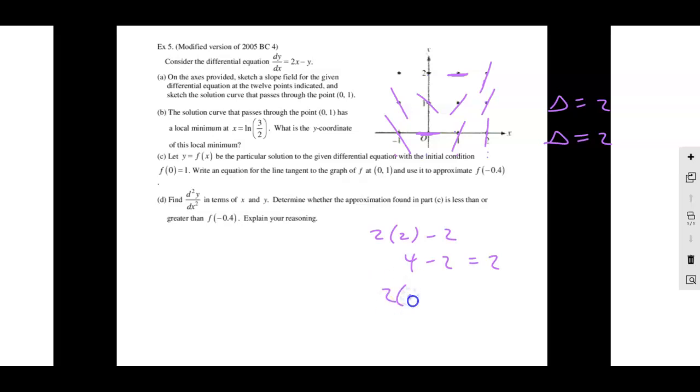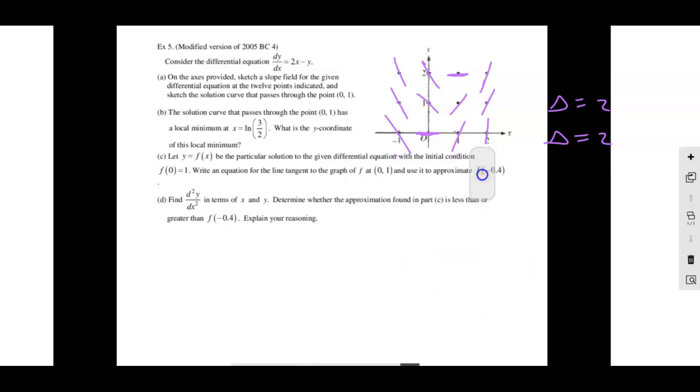Or if you're ever in doubt, just plug it in. 2 times 0, yeah, I guess it would be -2 for this one. That's the point (0, 2). So this is going to be -2, and then this one's going to end up being -4. Pretty similar. There is some symmetry involved. It's just a little bit weirder to see what that pattern is.